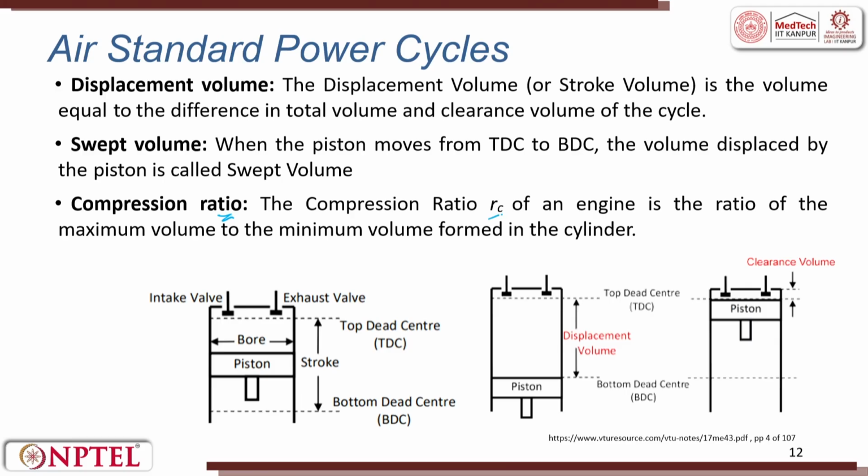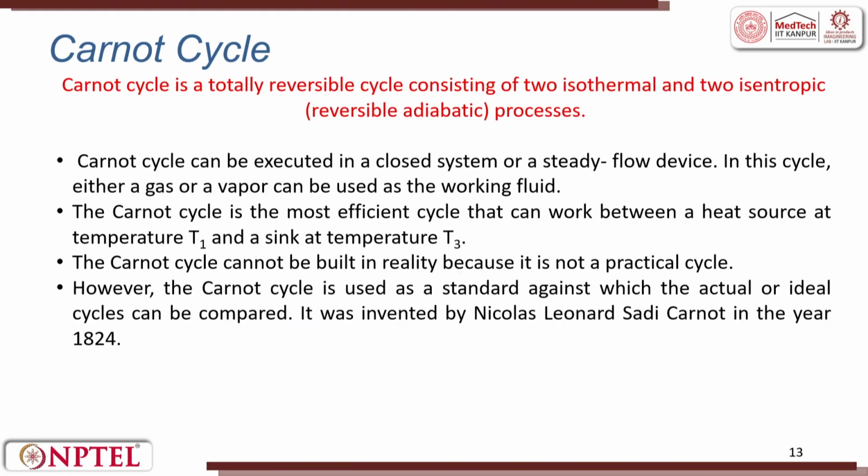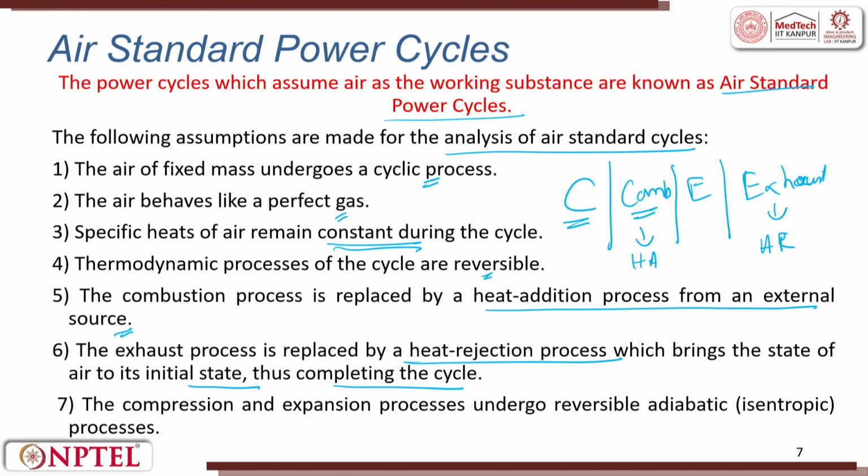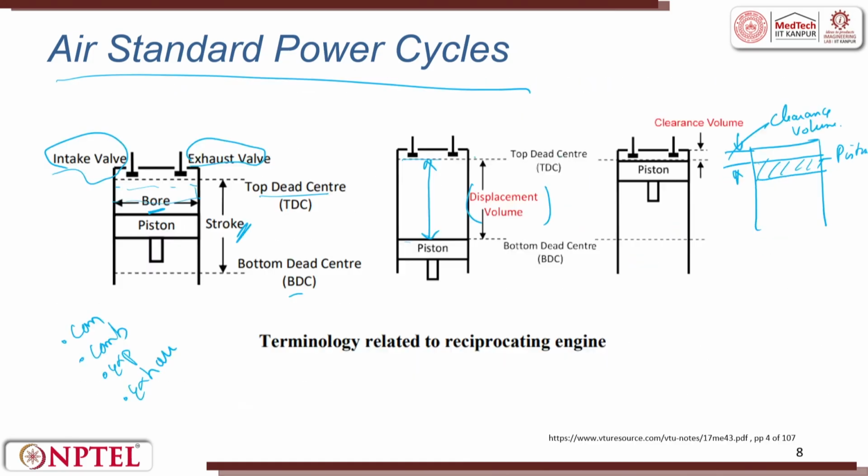When there is movement and expansion happening, there is something called the compression ratio. The compression ratio is given as RC. It is the ratio between the maximum volume and the minimum volume formed inside the cylinder: maximum volume divided by the minimum volume in the cylinder. All these things we have seen so far are part of the air standard power cycle. Here there are 4 processes, which we also saw.